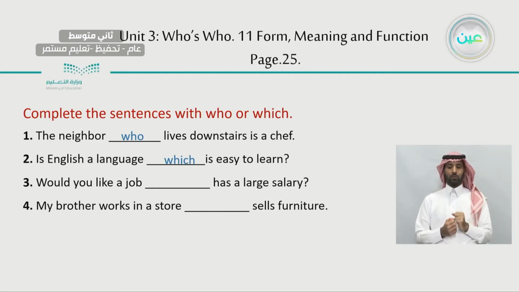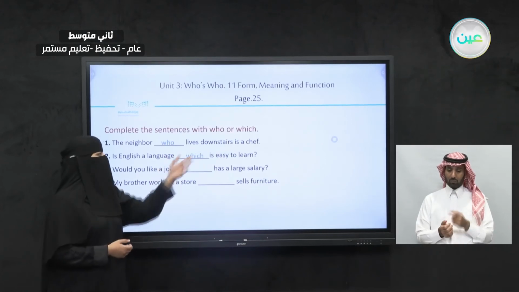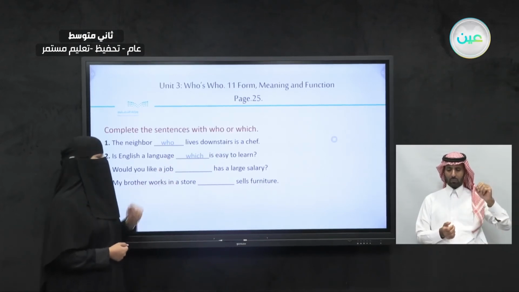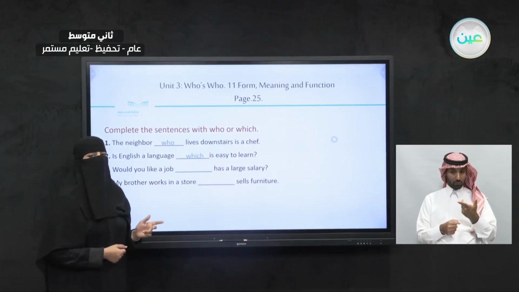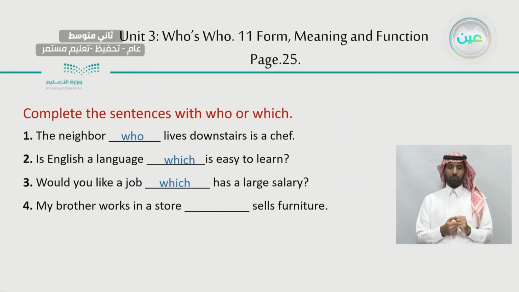Now, the next one, would you like a job something has a large salary? So we're describing a job. What are we going to use? Which relative pronoun? Who or which? We're talking about a job. A job is a thing. It's not a person. So we are going to use which. Would you like a job which has a large salary?